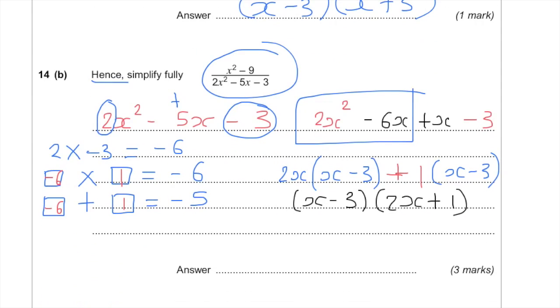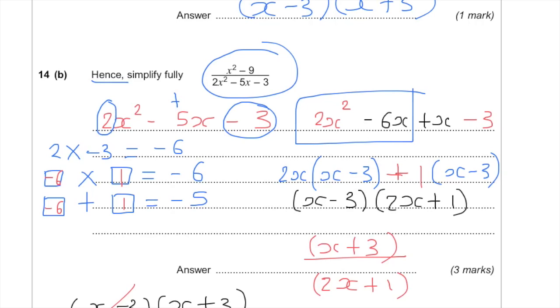This then means that our algebraic fraction can be written as x minus 3, x plus 3 in the numerator, i.e. on top, over a denominator of x minus 3, 2x plus 1. We can then cancel down the x minus 3's, leaving us with an answer of x plus 3 over 2x plus 1, which does not simplify any further.